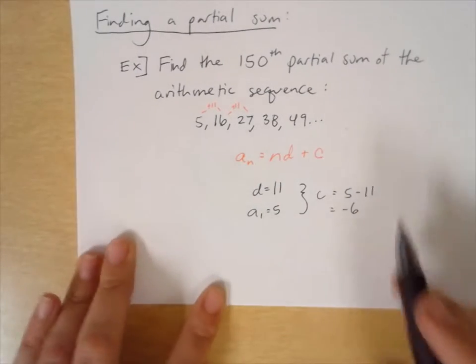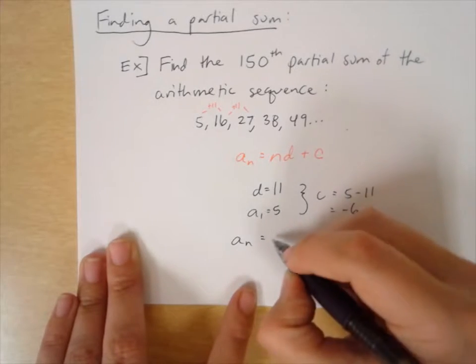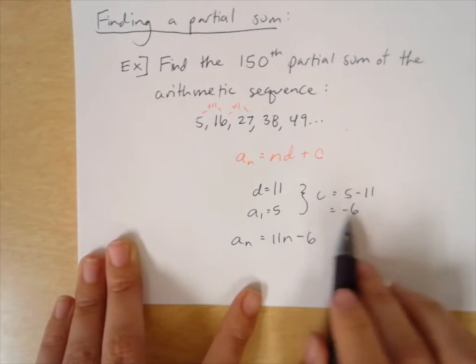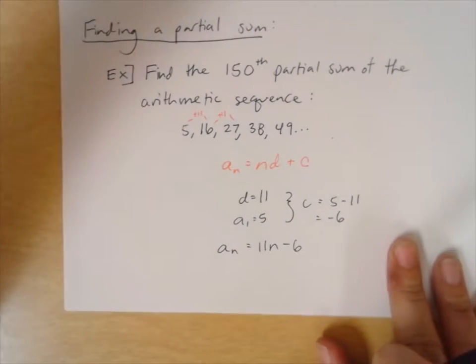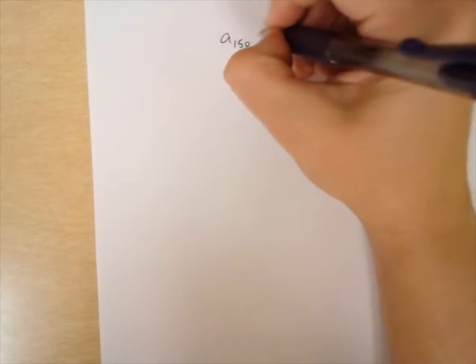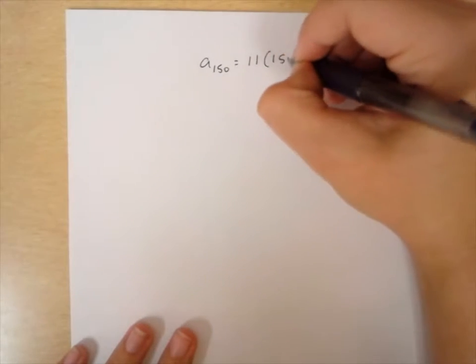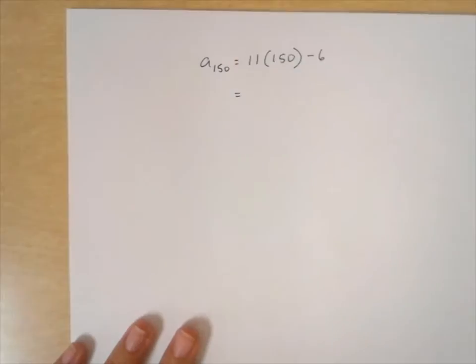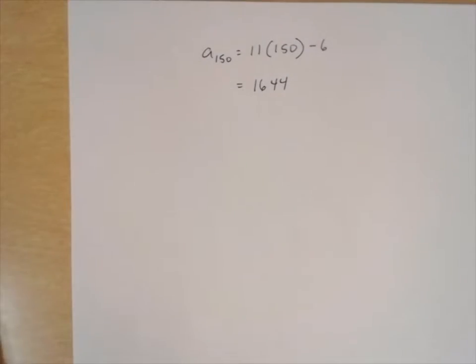Now I have everything I need to create my formula. A sub n equals the difference, 11 times n, plus c, and c is negative 6, so minus 6. Now I'm going to use this formula to find the 150th term. To find a sub 150, I plug in 150 for n. So I'm going to have 11 times 150 minus 6, which means that I get 1,644. That is my 150th term.